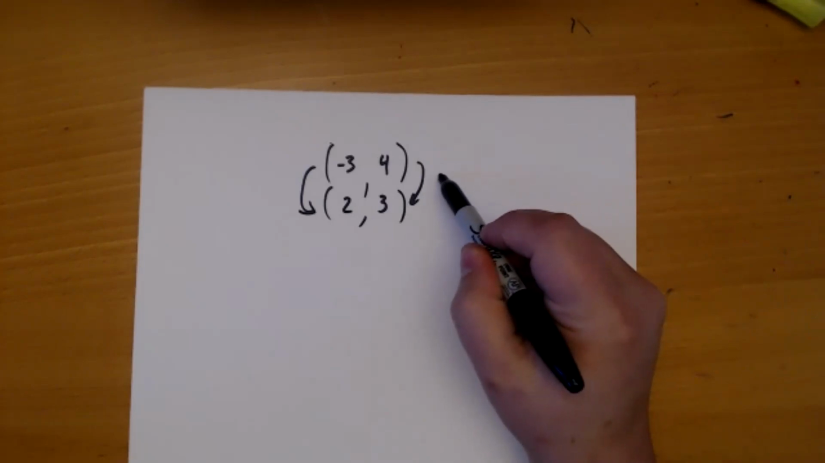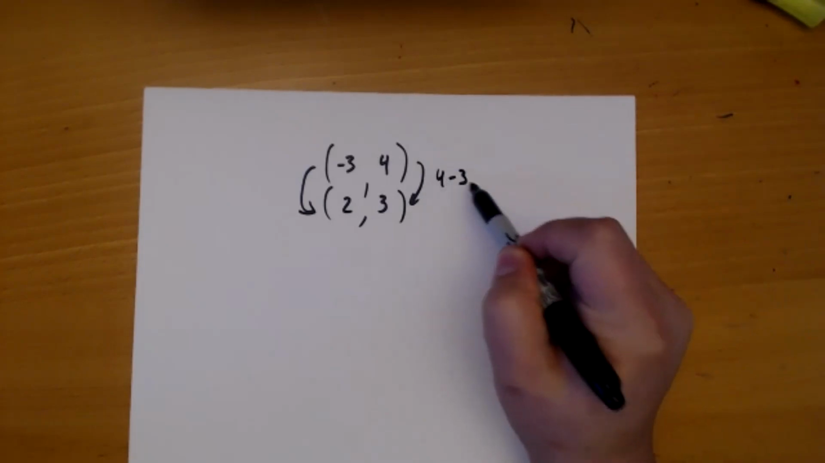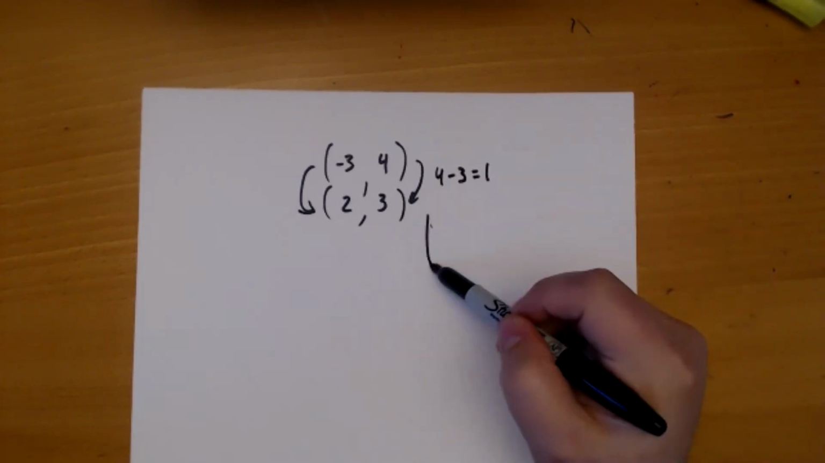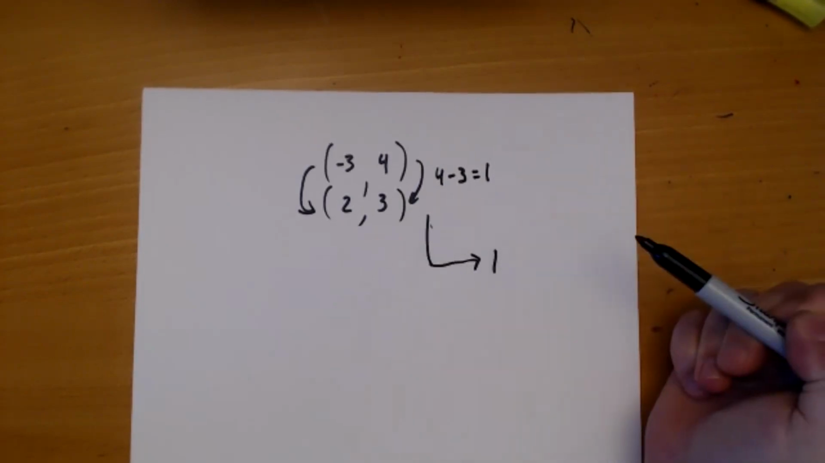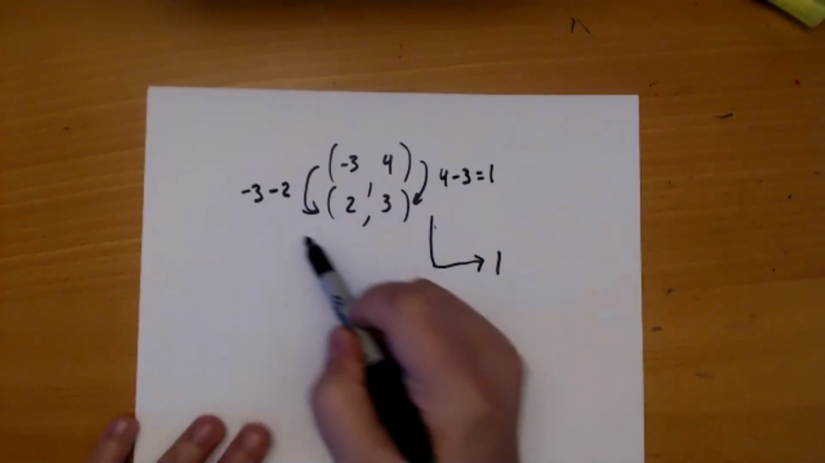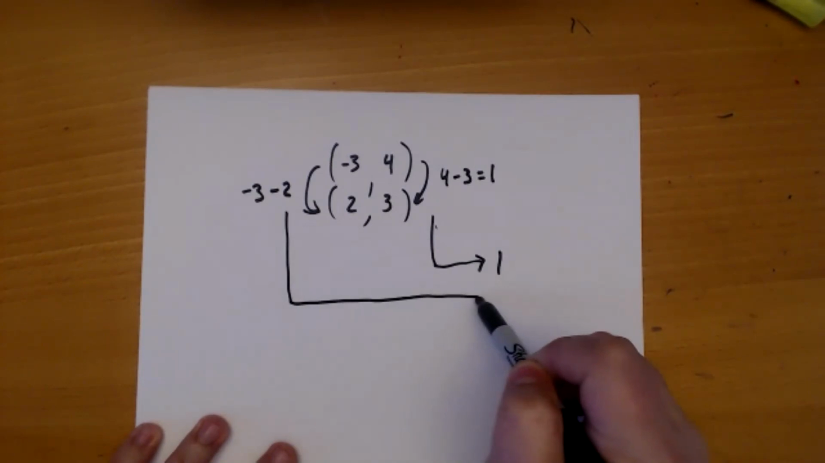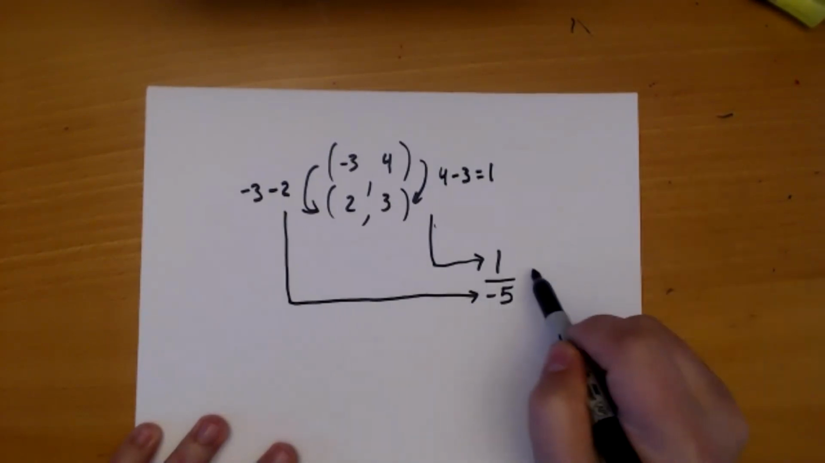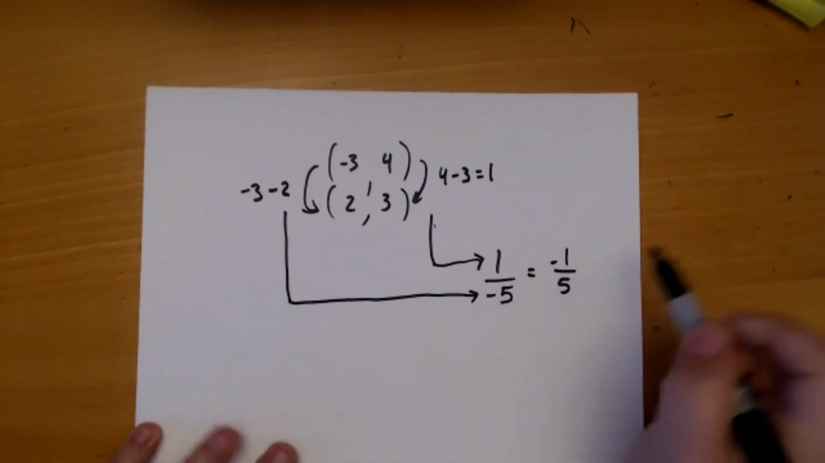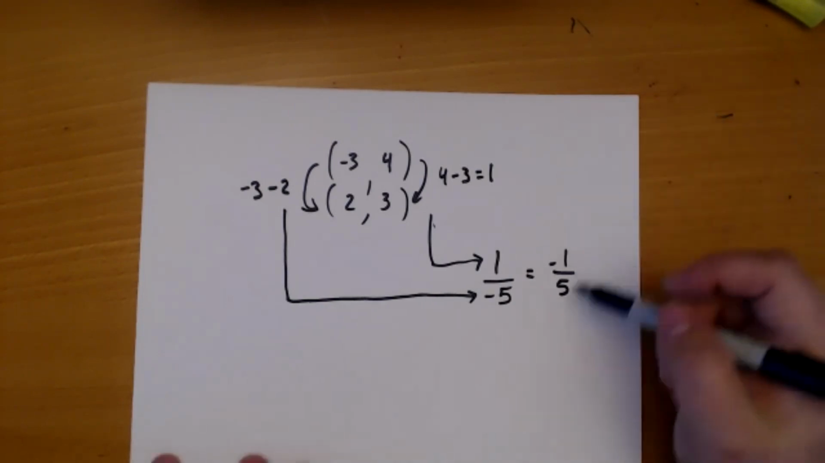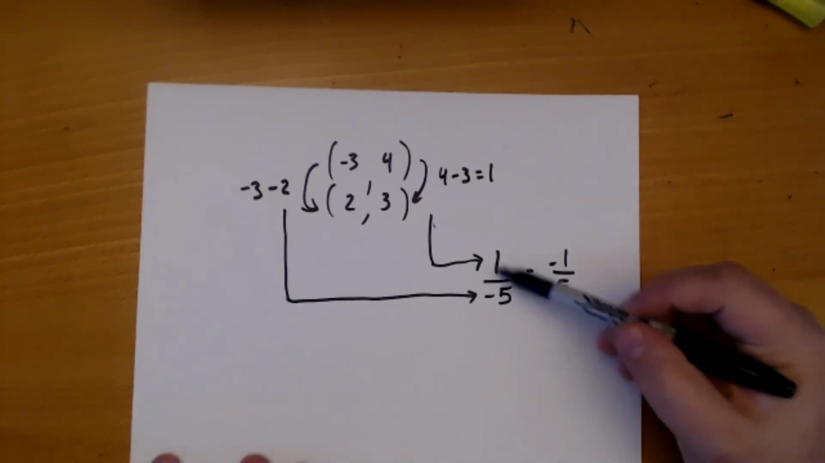Okay, so 4 minus 3 is 1. Negative 3 minus 2 is negative 5. And we always put the negative up top if there's only one.